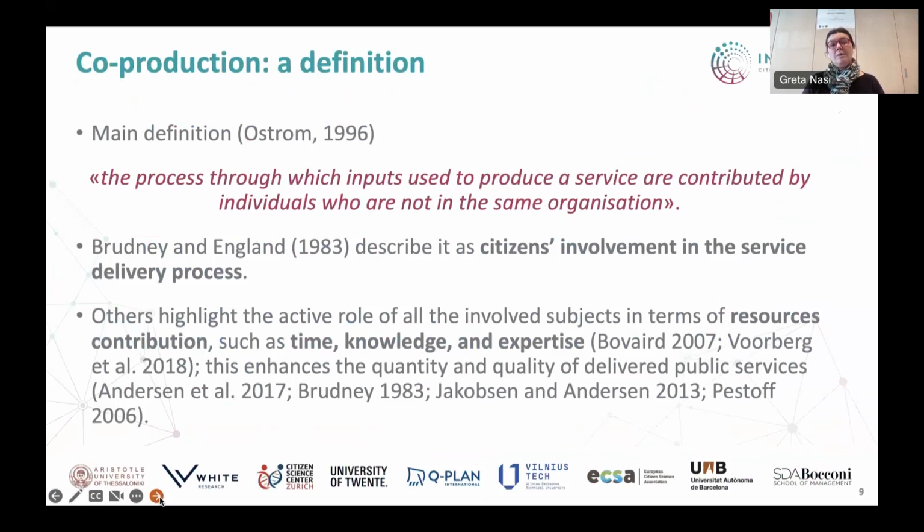Co-production is about the citizens' involvement in a service delivery project, as could be research. And it's about their contribution. So it's research contribution through dedicating time to the research, dedicating their knowledge or expertise, and so on and so forth.